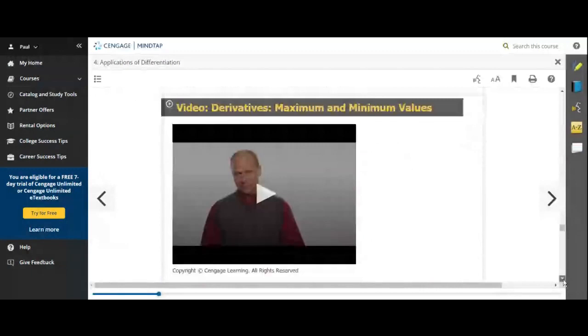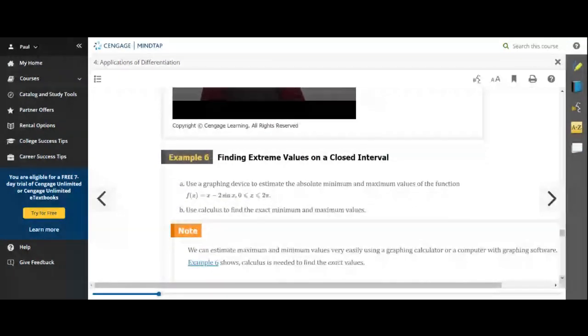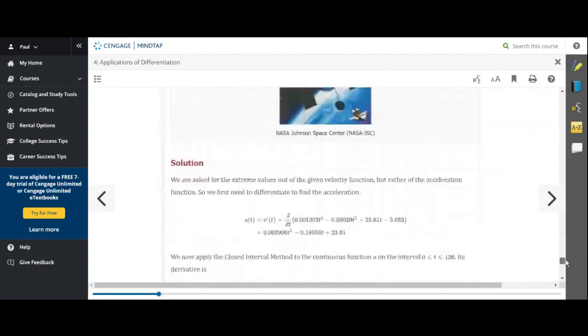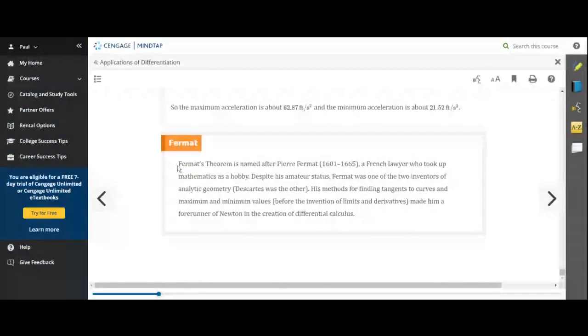Usually they talk a little bit about Fermat's theorem. It's named after Pierre Fermat, but I don't see where the biography is. Usually there's a little biography. Oh yeah, here we are. Fermat's theorem, which says that if you have a local maximum or minimum at a value c, and if f prime of c exists, then f prime of c equals 0. It's named after Pierre Fermat. Look when he lived, 1601 to 1665. A lawyer who took up math as a hobby.